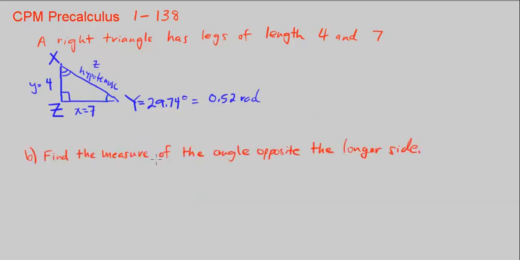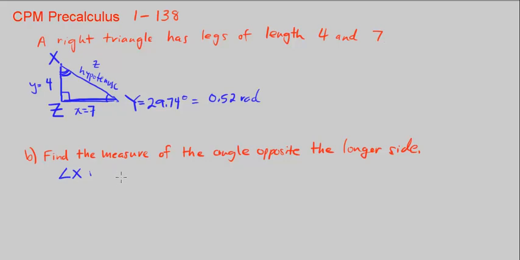B is asking us to find the measure of the angle opposite the longer side. So this is the longer side, right? And here is our angle. So we're looking for angle X. So what is the measure of angle X?